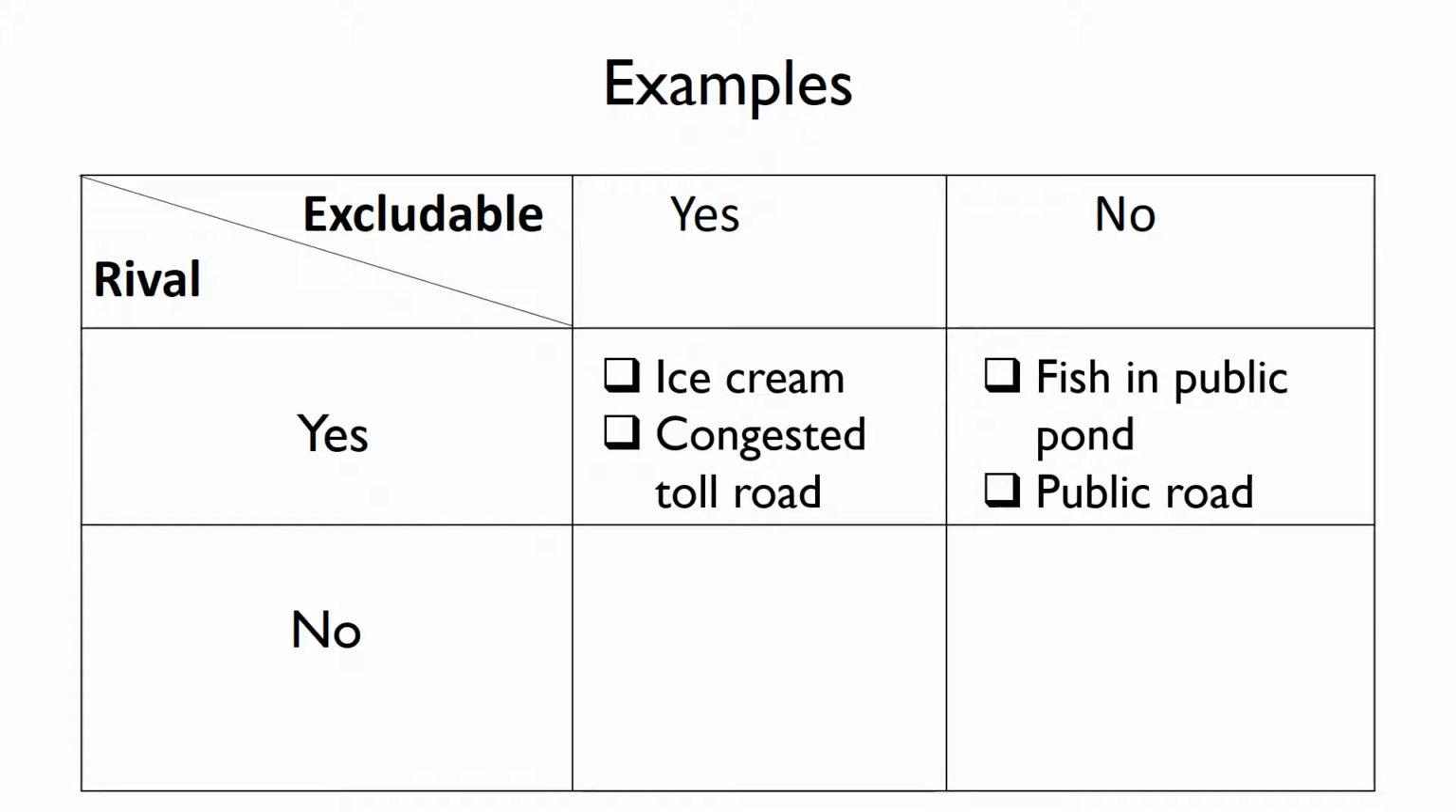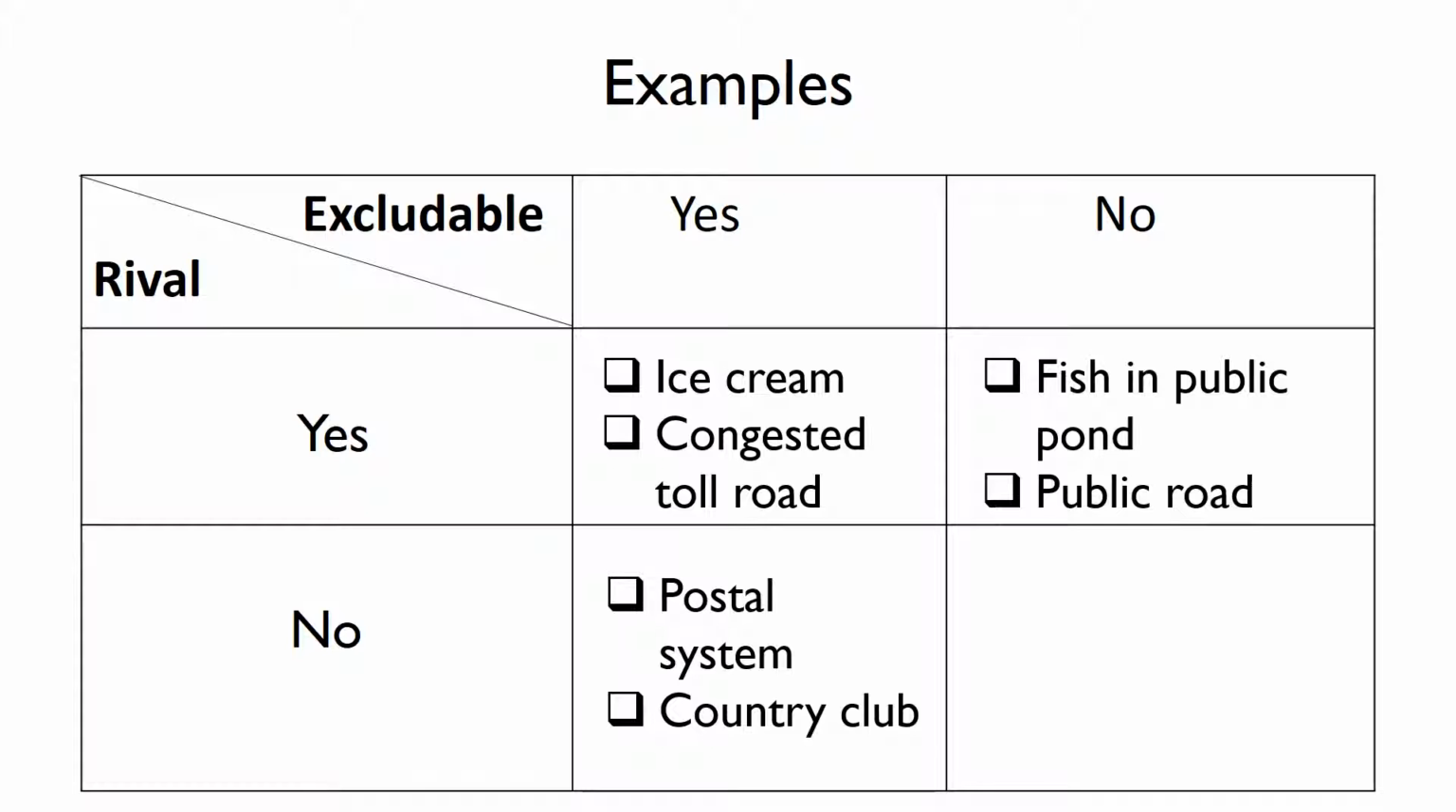Fish in a public pond are a common good. They're non-excludable because we can't prevent anyone in particular from fishing, and yet they are rival because every time someone catches a fish, that's one fewer fish for everyone else. Public roads are also common goods. They're non-excludable because anyone can drive, and yet they are rival because every time there's another car on the road, it slows down the drivers who are already there and limits their ability to enjoy the road.